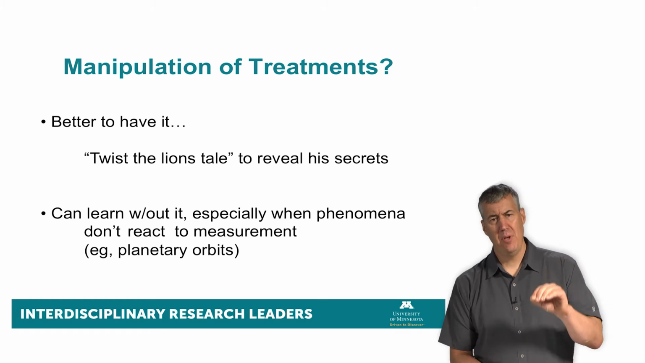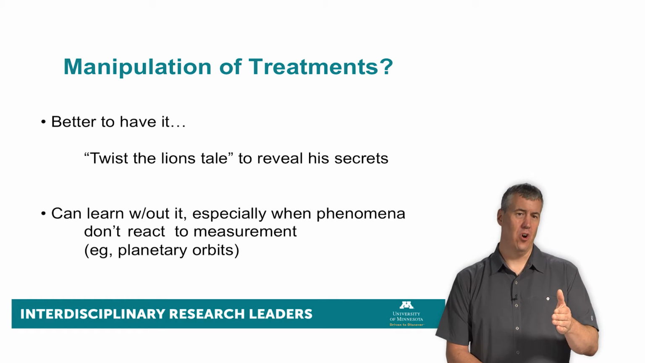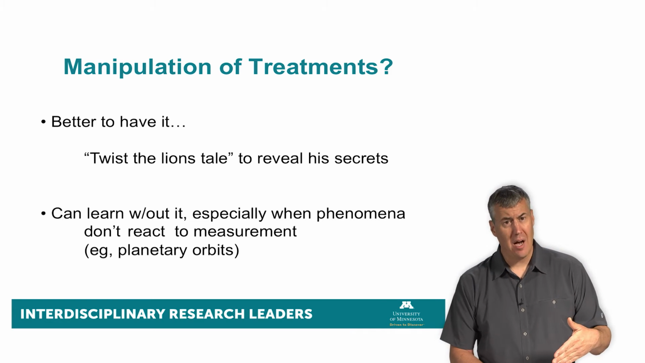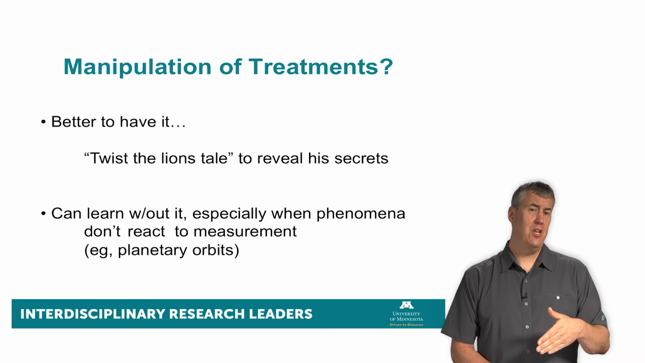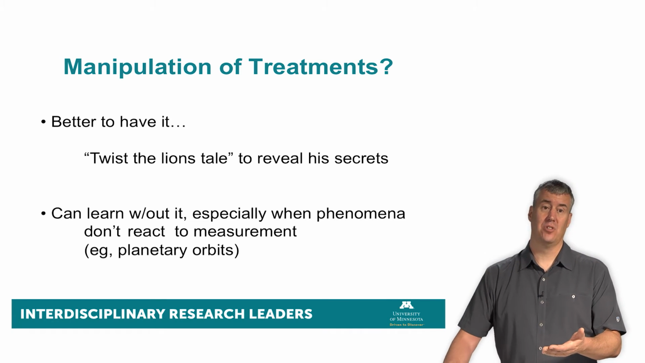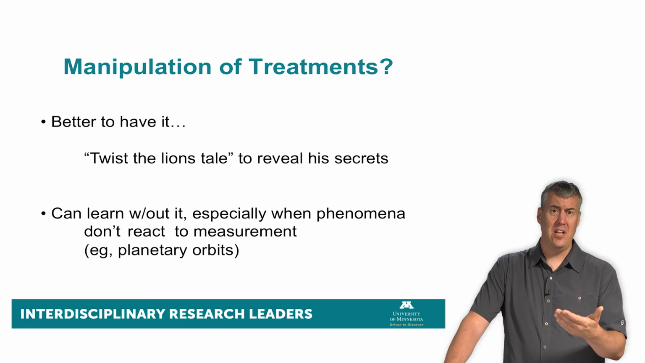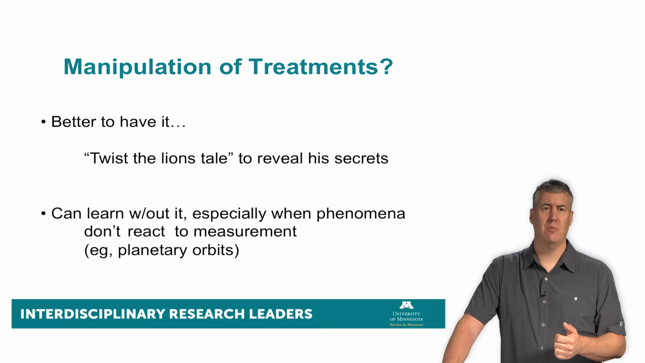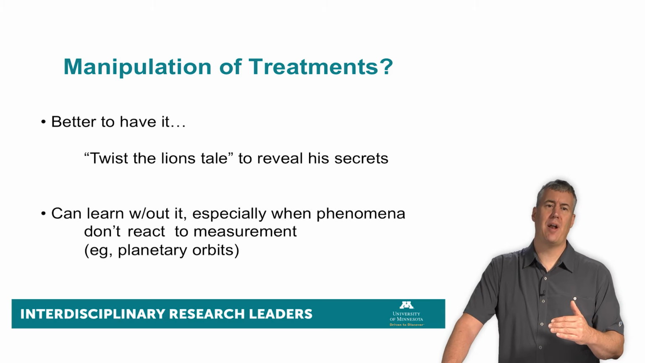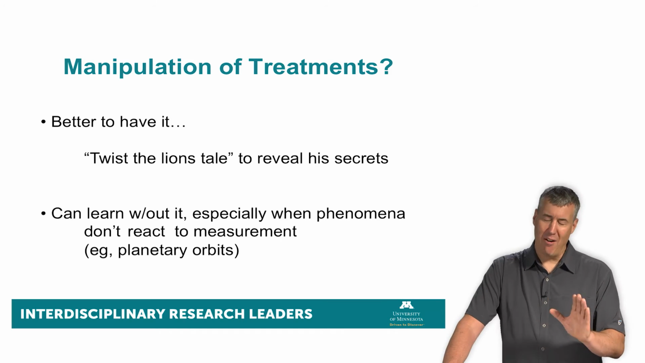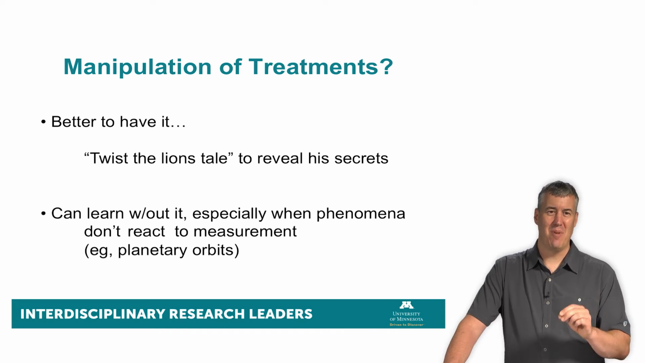We want to manipulate, in the best sense of the word. We want to intervene to really see what happens. We change the policy on labeling menus for calories, whatever else we're working on, and then see its health effects. This kind of policy intervention, sometimes called experimental manipulation, is always better to have. The old quip is we want to twist the lion's tail to reveal his secrets. I really don't want to touch the lion, but that's the metaphor.